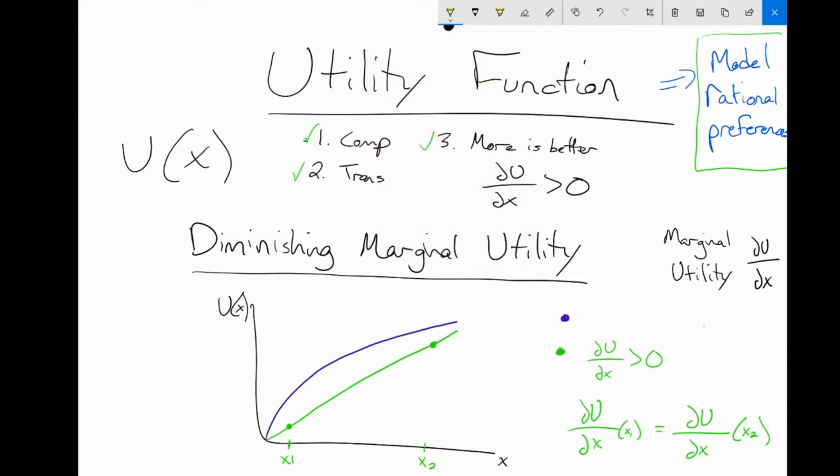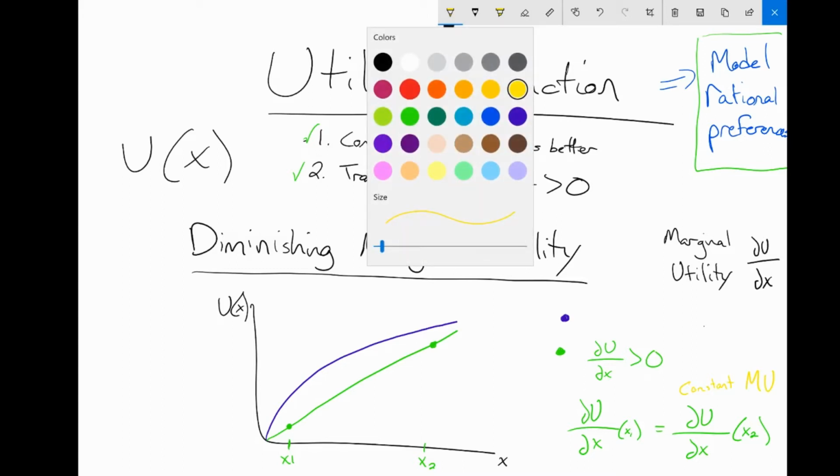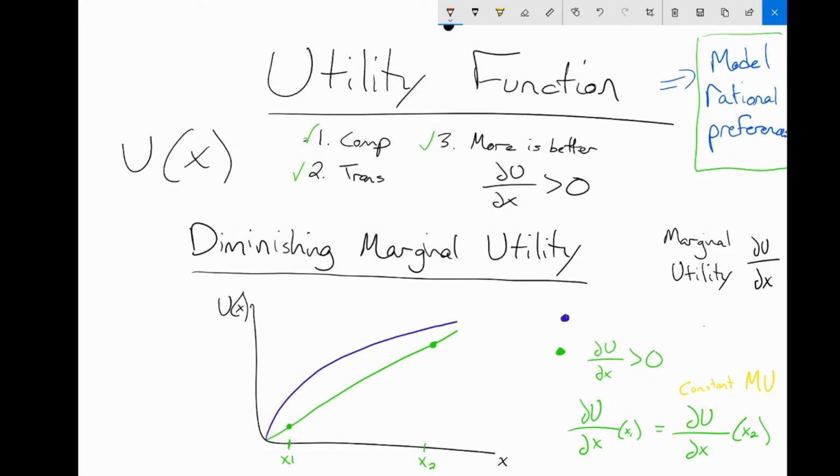This would be constant marginal utility. That doesn't work because we need diminishing marginal utility. That's not good. So the green doesn't work. It doesn't do a good job of modeling utility.